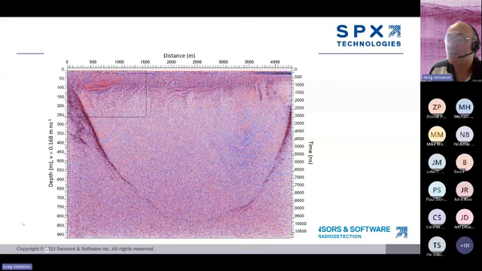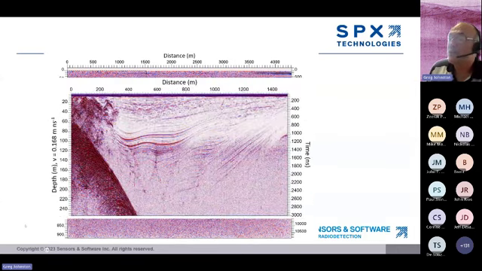Unbelievable in my mind. I was so excited when I saw this for the first time. And if you zoom in on the first 250 meters, you can see the structure of the ice and other objects within the ice. So, amazing imaging.